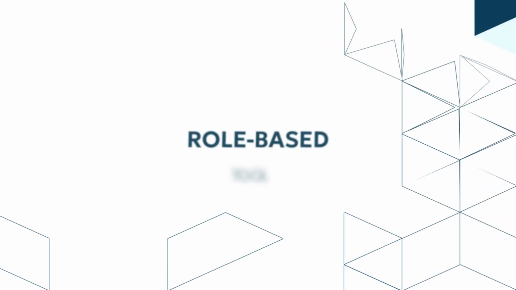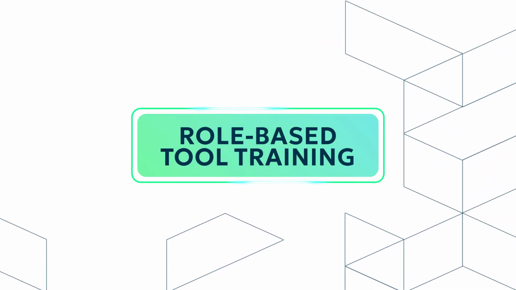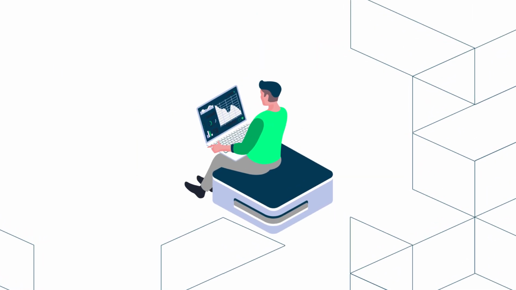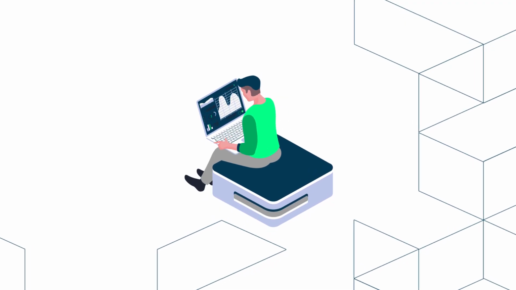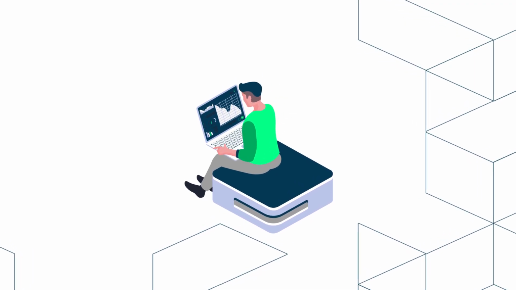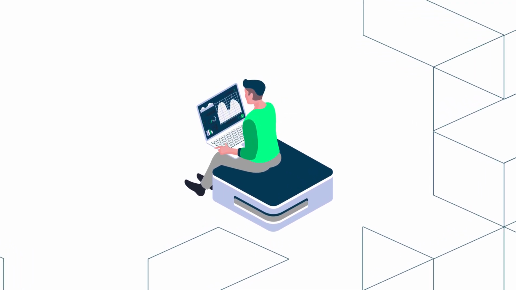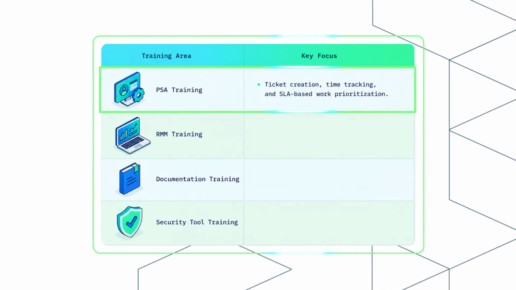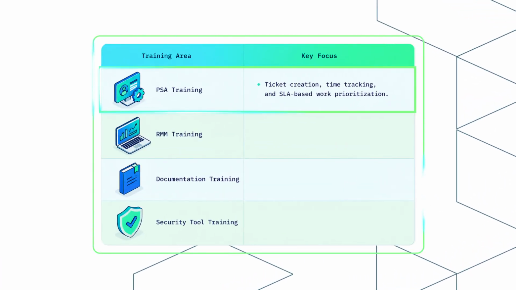Stage 4, Role-based tool training. This stage is where technicians begin translating tool usage into operational discipline. Here's a brief rundown of the type of topics you'll want to cover. PSA training, ticket creation, time tracking, and SLA-based work prioritization.